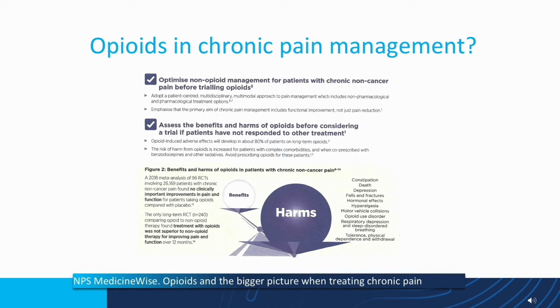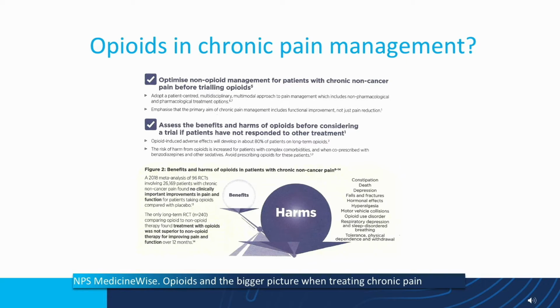And have a look at that diagram at the bottom. Benefits are small, harm is big. We'll come to the harmful aspects at a later point, but they include death, depression, falls, fractures, hyperalgesia, which I'll mention, opioid use disorders, cognitive dysfunction, respiratory dysfunction, and the list goes on.